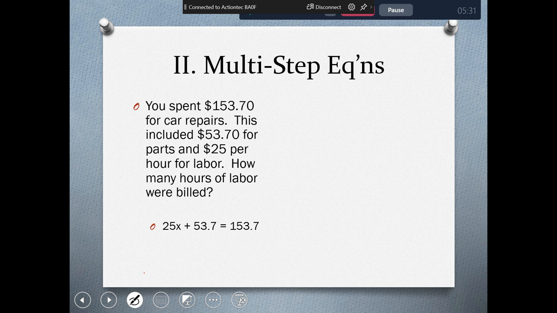Okay, so first I need to figure out what I'm looking for. So x is going to be hours. So any time that says x or per hour, I'm going to put an x. So we have 25 per hour, so it's going to be 25x, plus $53.70 equals 153.70. So I'm just going to subtract 53.70 from both sides. So we get 25x equals 100. I'm going to divide by 25. So our x will equal 4.